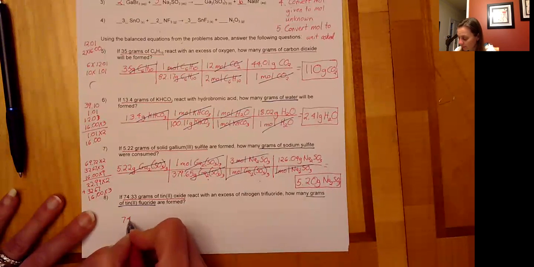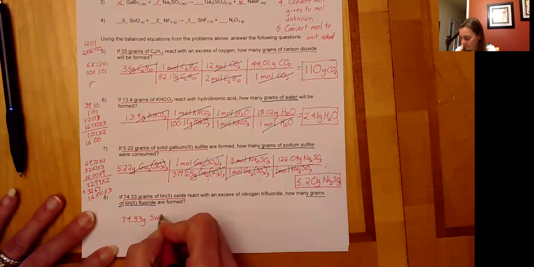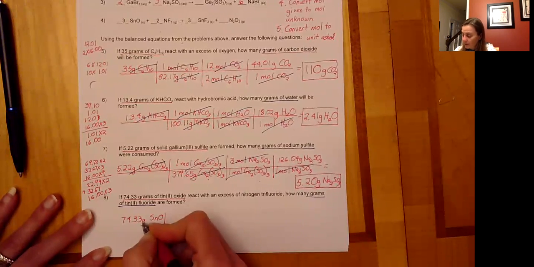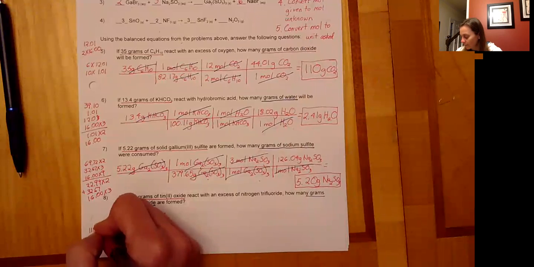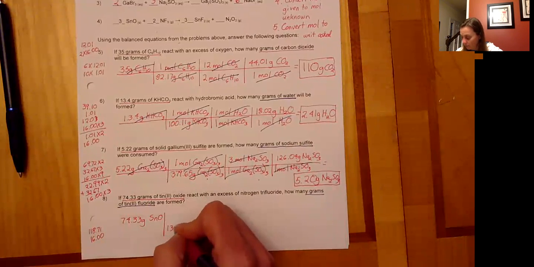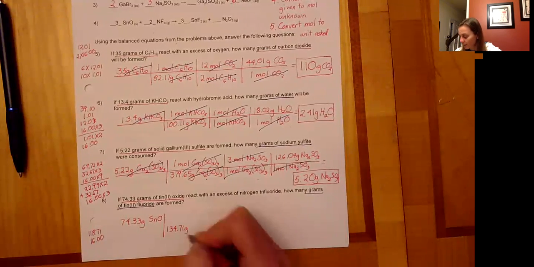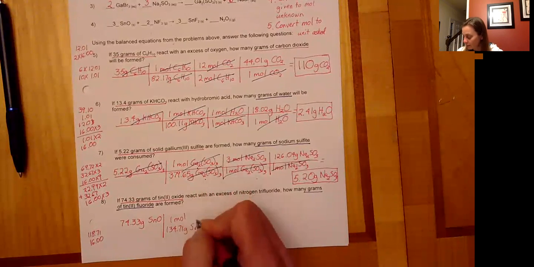So as before, I'm going to start with what I know, 74.33 grams of tin 2 oxide. So that's SnO. I have grams. I want to convert the given into moles. So I'm going to have to find the molar mass. So molar mass of tin is 118.71. And the molar mass of oxygen is 16.00. And so that gives me a molar mass of 134.71 grams of tin 2 oxide per 1 mole of tin 2 oxide.